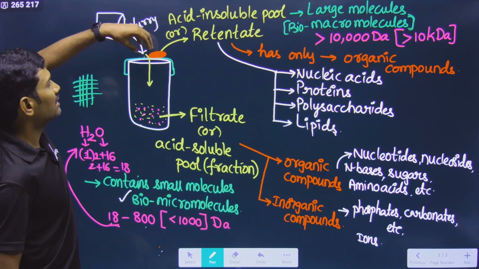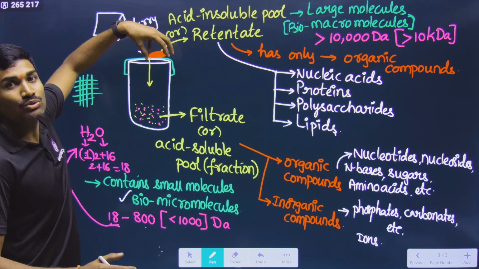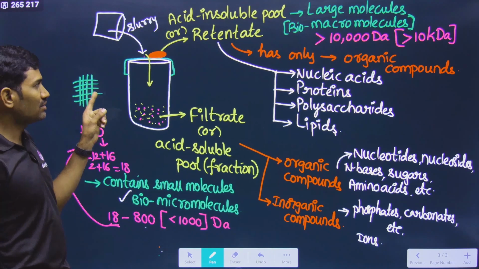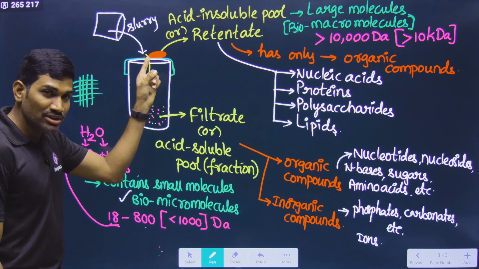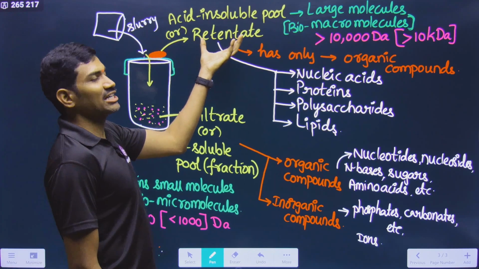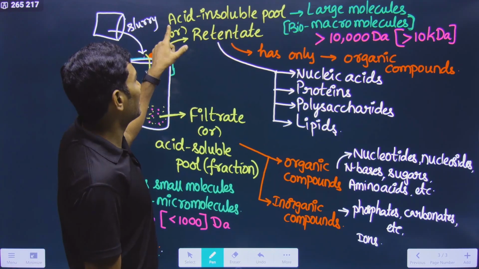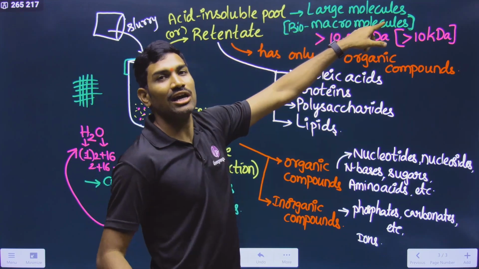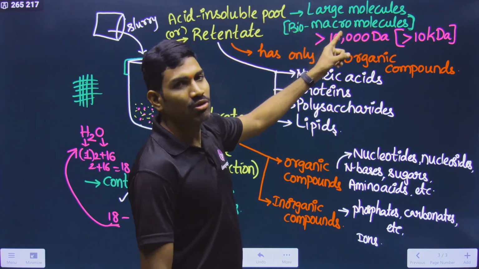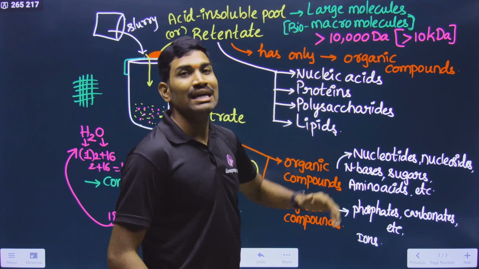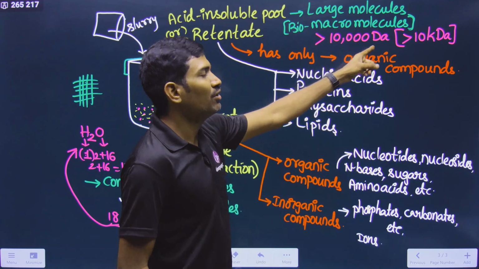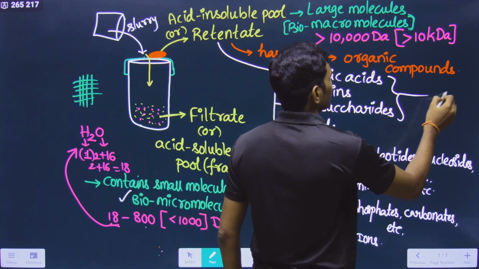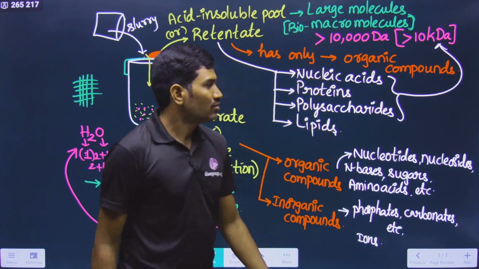Now let us see the other fraction. Some molecules, due to their large size, cannot pass through the pores of the cheesecloth. That's why they remain above the cheesecloth, and this fraction is called the retentate or acid insoluble pool, and this generally has the large molecules. That's why these are called biomacromolecules. Generally, they have a size of more than 10,000. Who will have this more than 10,000? These first three. What are these?